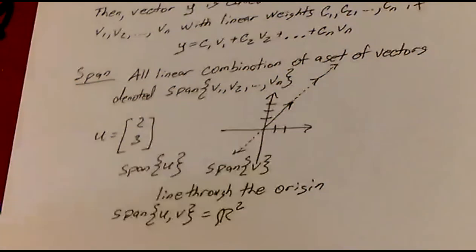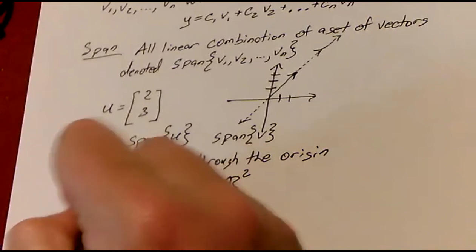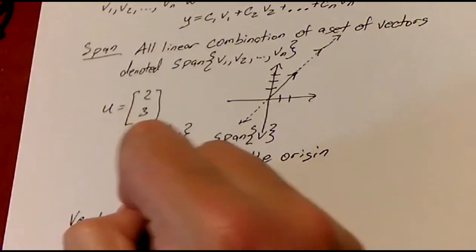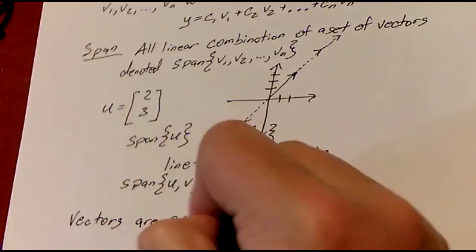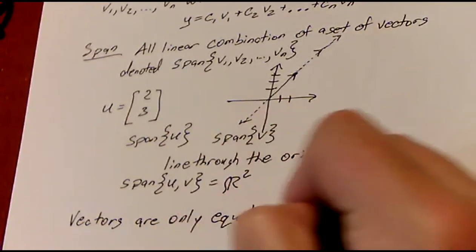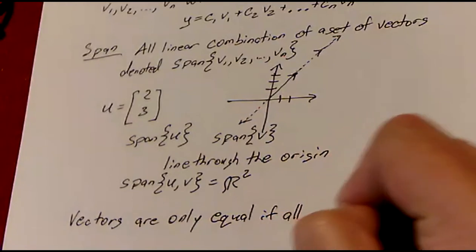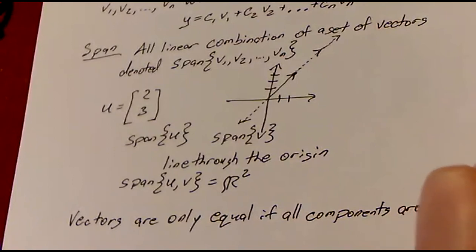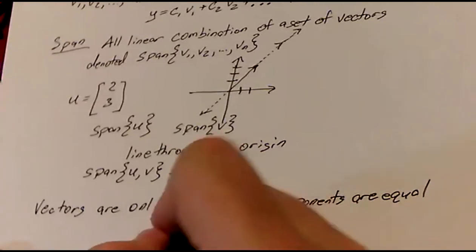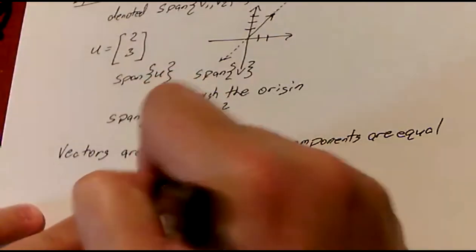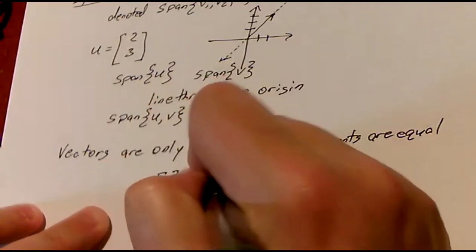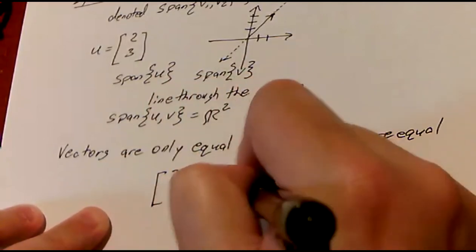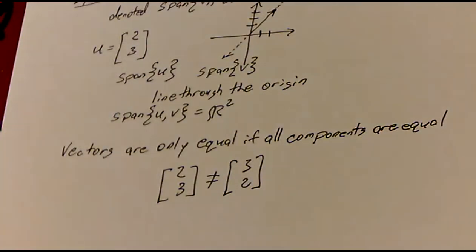I need one more definition here for vectors: vectors are only equal if all components are equal. We're making the relatively straightforward point that the vector 2, 3 that we've been using is not the same as the vector 3, 2. So that's an important caveat.